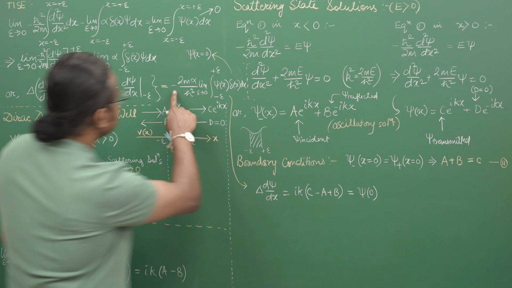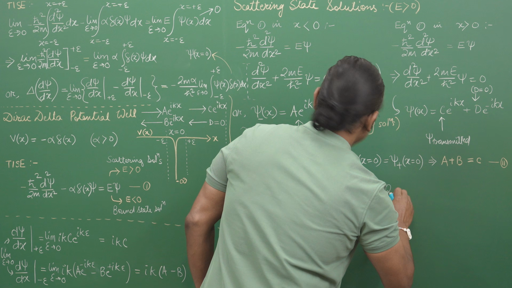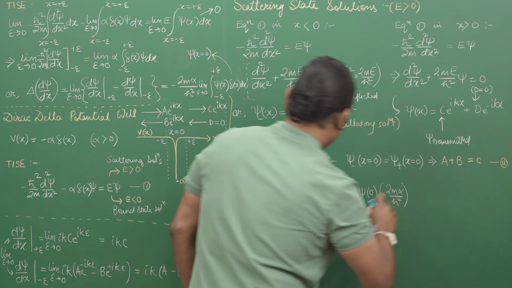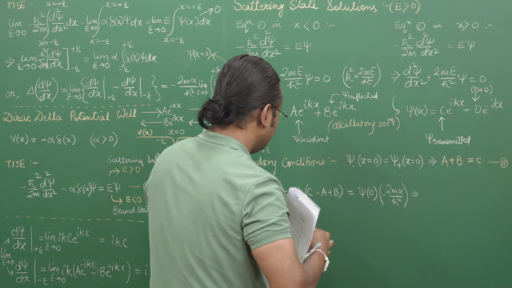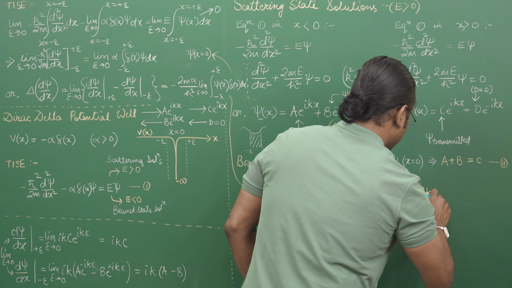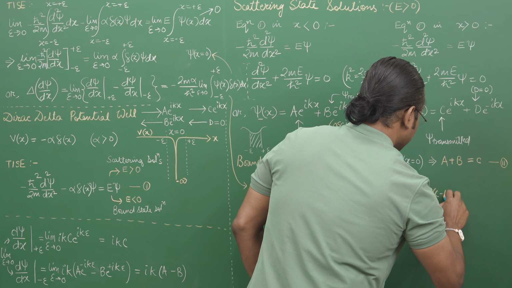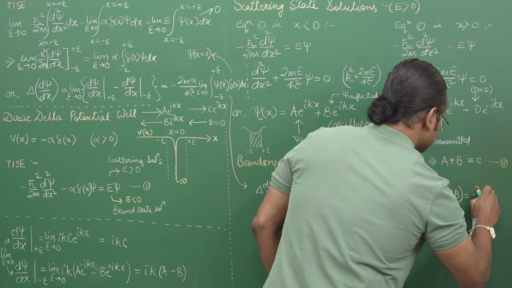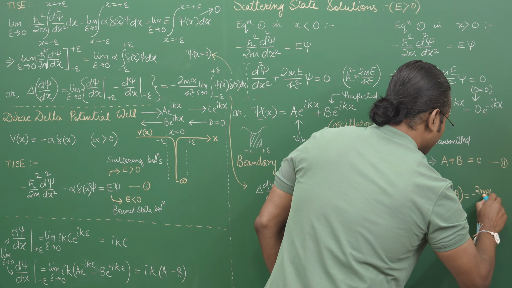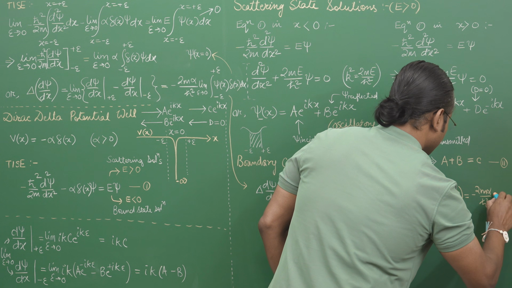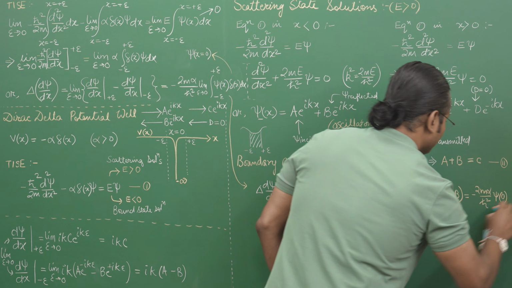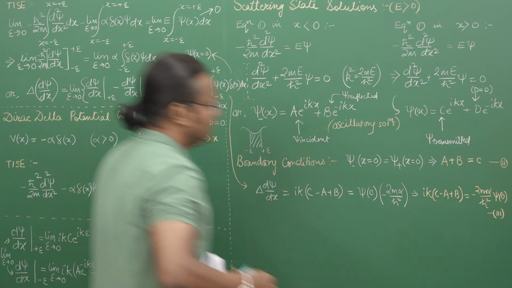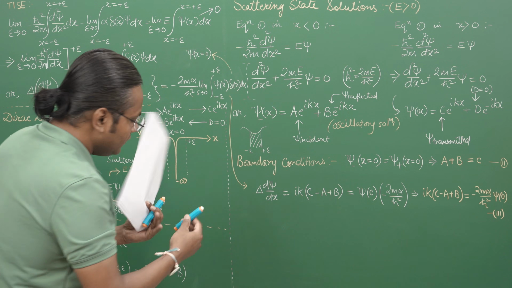Of course, there is the constant minus 2m alpha upon h cross square. So essentially I end up getting this boundary condition that iota k c minus a plus b is equal to minus 2m alpha upon h cross square psi at 0. So this is going to help us further obtain the values of the constants. So let's take this calculation forward.